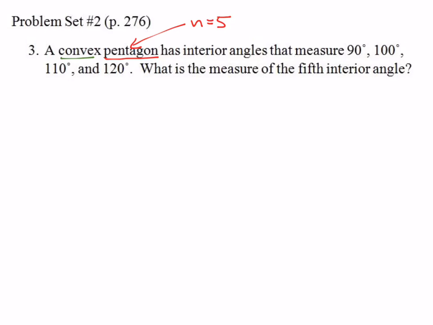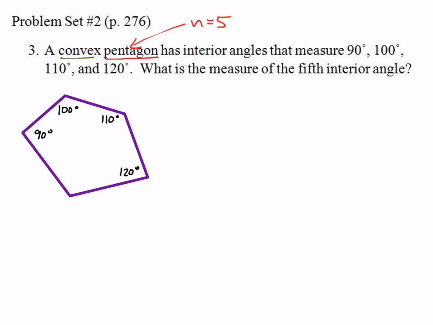So I might start this problem just by making a quick sketch. I can sketch a pentagon. I'm going to make sure it's convex, meaning that it's got no indents. And then I'm going to make that just a little bit bigger. And then I could go ahead and add in the angles that I'm given. So there are my angles, 90 degrees, 100 degrees, 110, and 120. Now I'm asked to find the fifth angle, so it would make sense to put x here, x degrees.